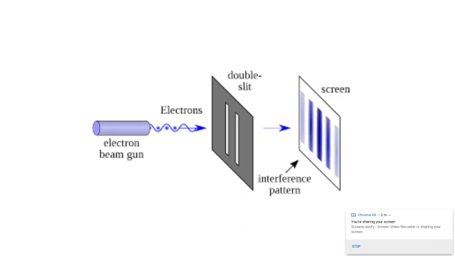So other scientists, Davisson and Germer, conducted the double-slit experiment with electrons, and as can be seen here, sure enough, they showed wave behavior. So de Broglie was proven right, and he won a Nobel Prize.